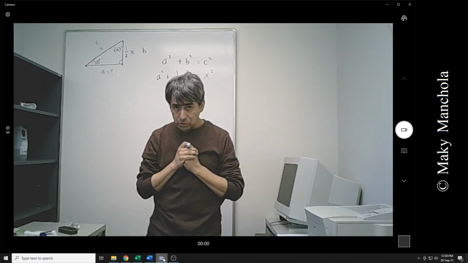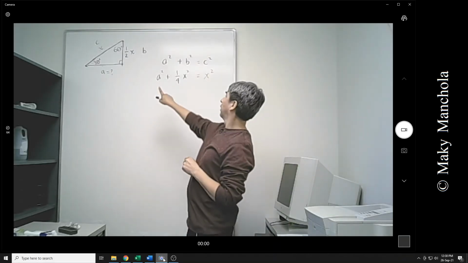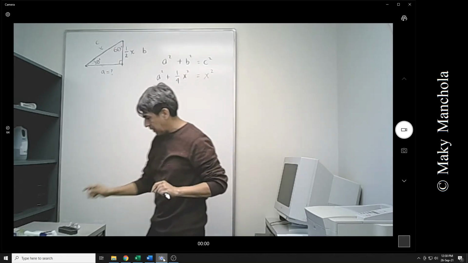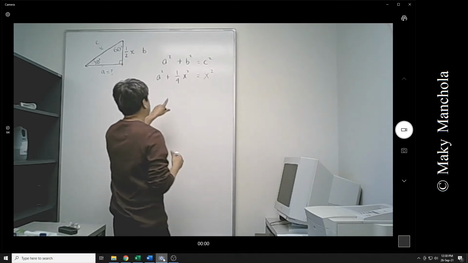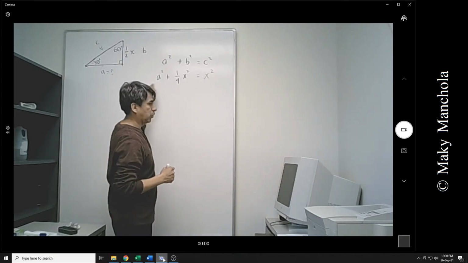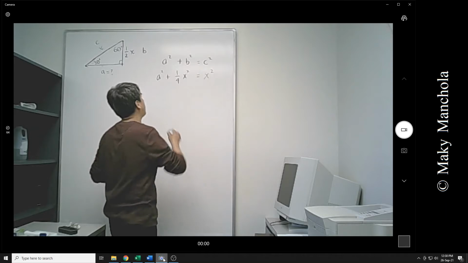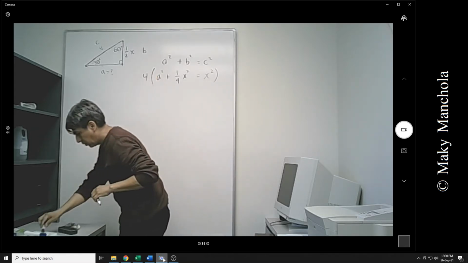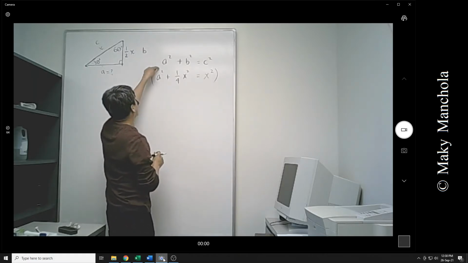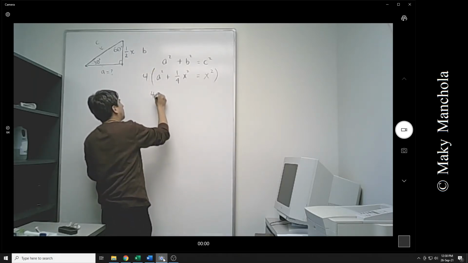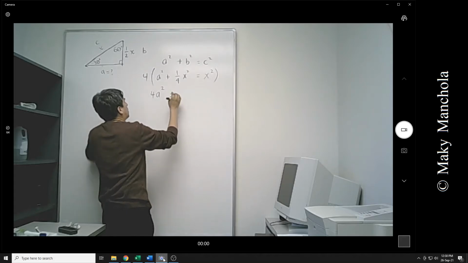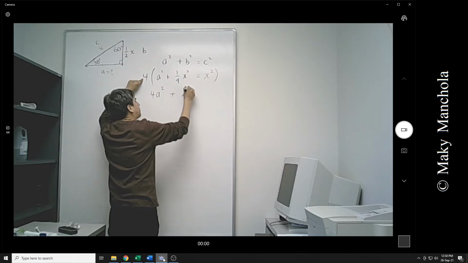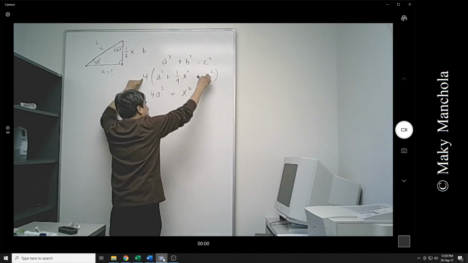Now, since I want to solve for A, I would like to get rid of all the stuff around it. I don't like working with fractions, so let me first get rid of this fraction by multiplying both sides of this equation by 4. On the left side, I get 4A squared plus 4 times 1/4, which cancel out, so that's x squared, equals 4 times x squared.